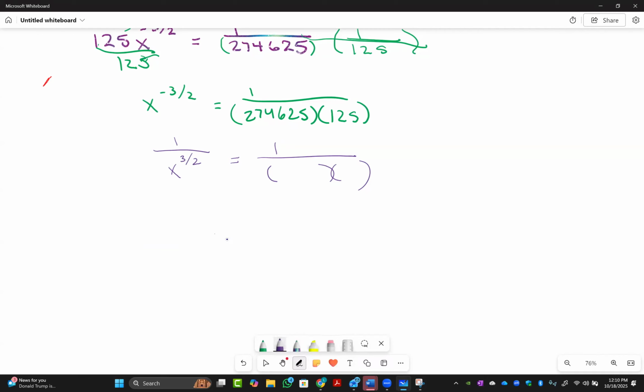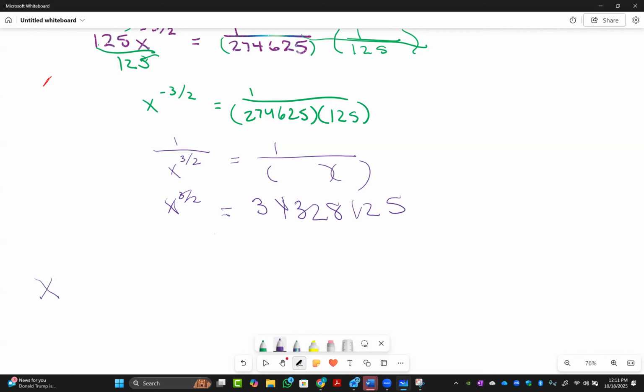That means that I can say x to the 3 halves is equal to, what's the number, Lauren? It's 343. So 3, 4, 3, 2, 8, 1, 2, 5. Is that what you have, Lauren? Yeah. Okay. Well, I'm super close.